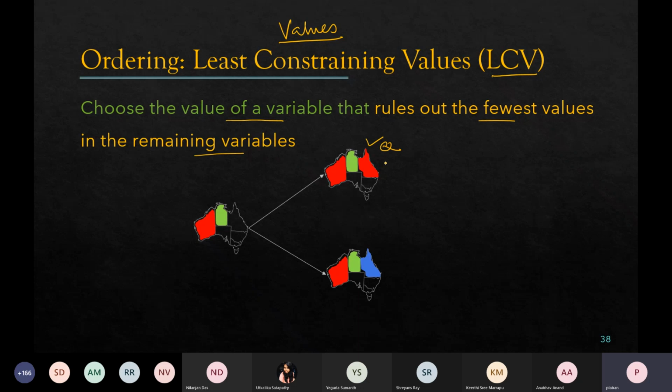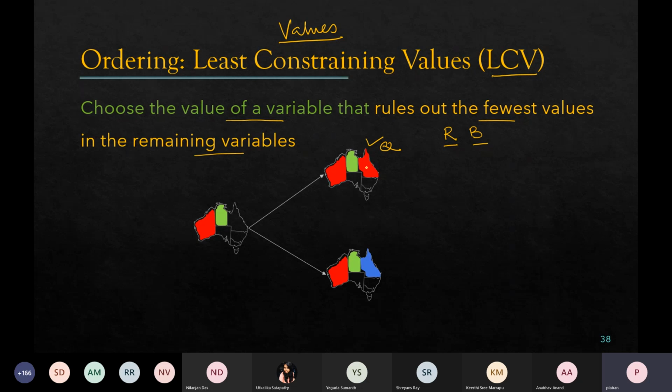Now Q is left with two values. One is red, another is blue. Now the question is which one to try out first. So there are two contenders. Either we can have red here or we can have blue here.